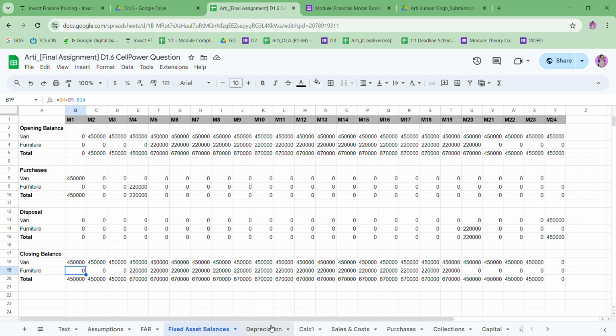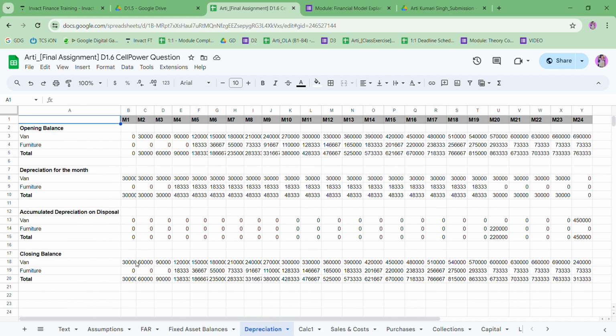Next is our depreciation, in which we have calculated the closing balance of the depreciation. How have we calculated it? We have added the opening balance with depreciation and deducted accumulated depreciation on disposal to get the closing balance. Depreciation for the month has been calculated by dividing the fixed asset amount by the useful life of the asset.